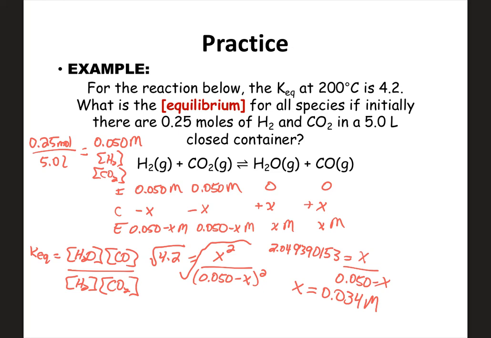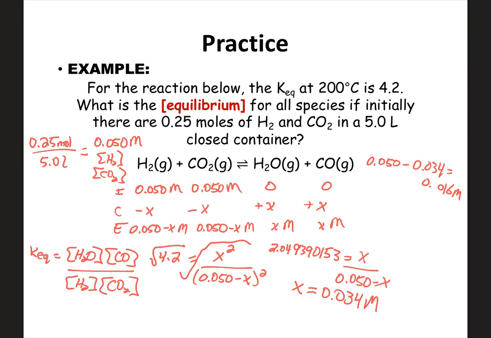That's not the concentration of each of these at equilibrium. You have to go back and plug into your ICE table in order to get those concentrations. All right, so obviously, in order to get the concentration of your H2 and CO2, you're going to have to do 0.050 minus 0.034, in order to get both of their concentrations, which would be 0.016 molar when you do that math.